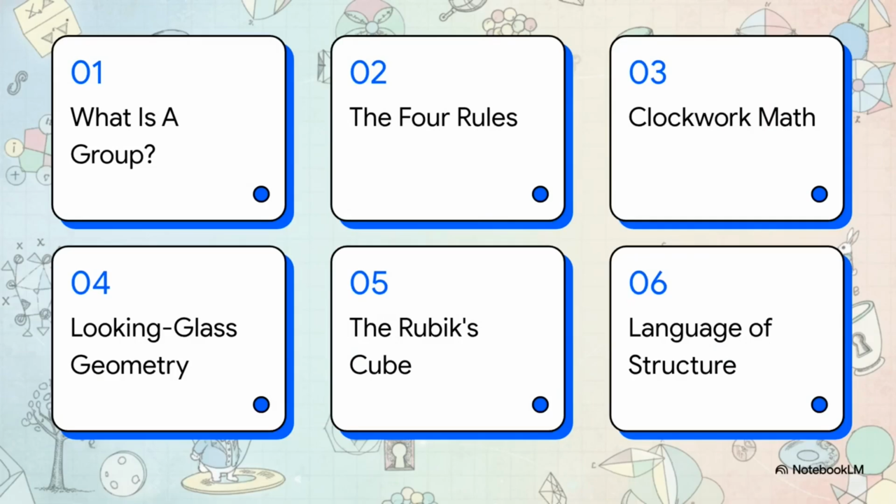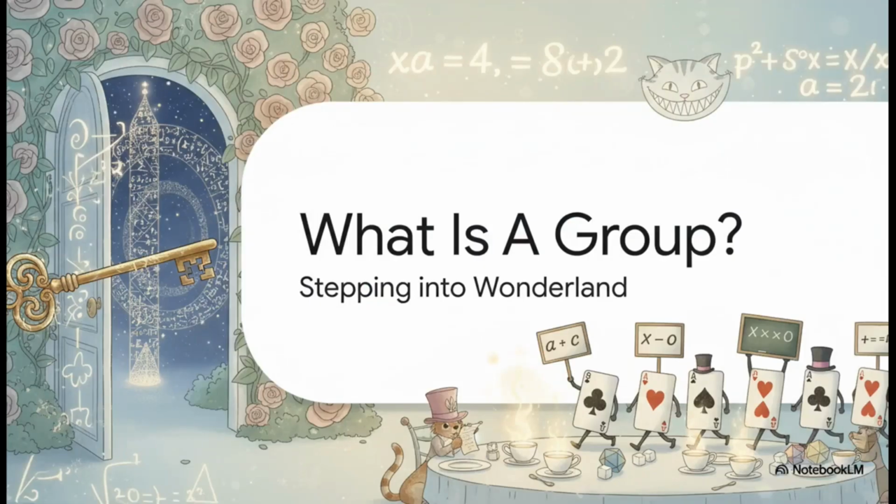Here's our map to this mathematical wonderland. We'll cover 1. What is a group? 2. The 4 rules. 3. Clockwork math. 4. Looking glass geometry. 5. The Rubik's Cube. And finally, 6. The language of structure.